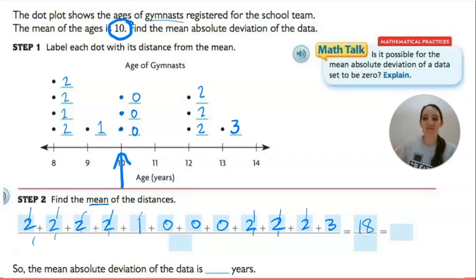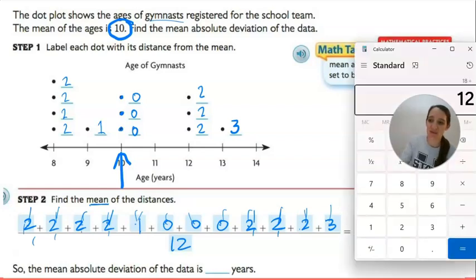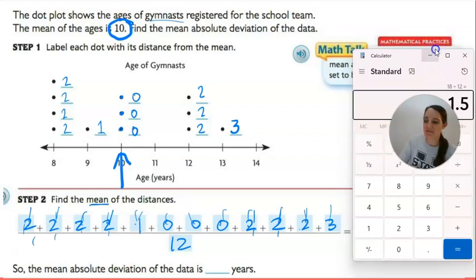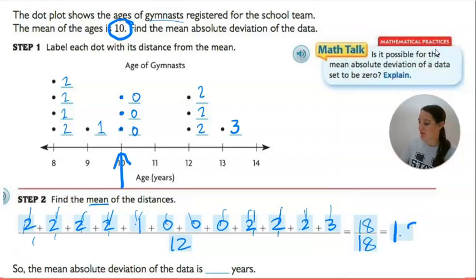And then remember that we find the mean by dividing by the total number of numbers that we added up, which is 1, 2, 3, 4, 5, 6, 7, 8, 9, 10, 11, 12. Just 12. So we're going to go 18 divided by 12, and that's going to give us 1.5. So that 1.5 is the mean absolute deviation.